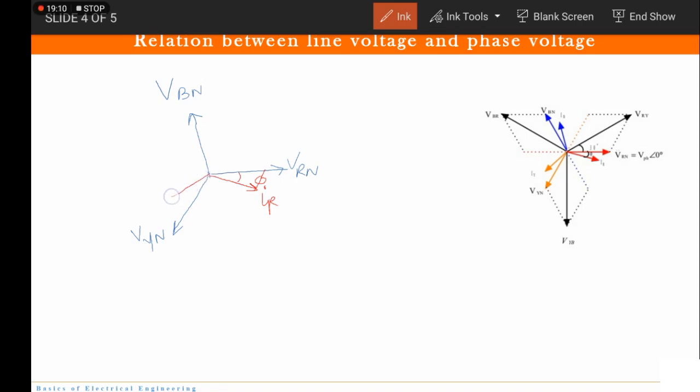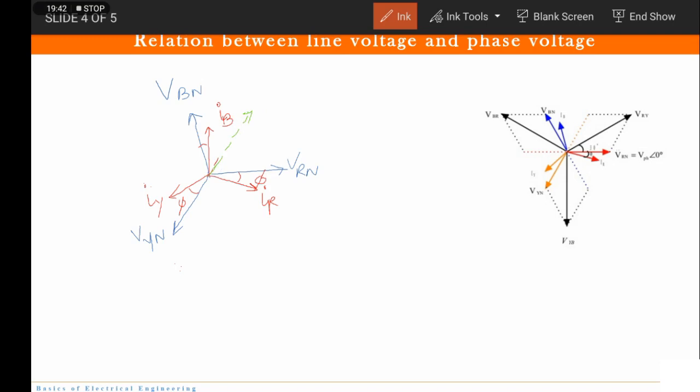Similarly, the Y current will also lag behind. So this is IY, and this is also phi. Similarly, B also lags behind. So this is IB, and again this is also phi. Now, in order to find the equivalent, the resultant, I have to extend this in the opposite direction.